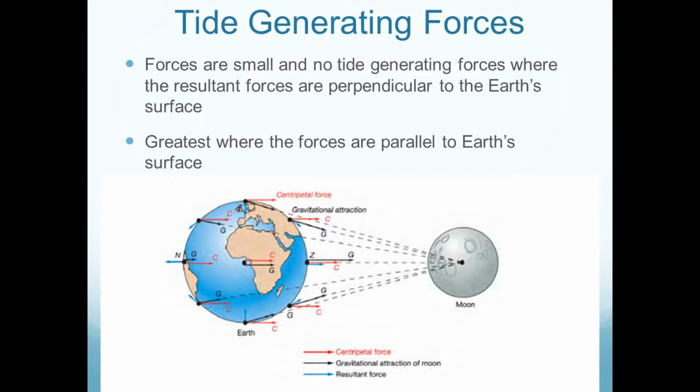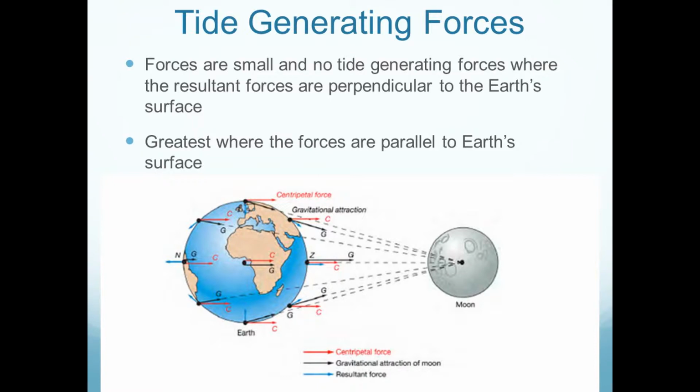When you combine those two, you have to subtract your centripetal force from your gravitational force, and then you get your resultant force. That will tell you what direction and how powerful your tide generating forces are. If we look at the zenith, point Z again, you can see that the blue resultant arrow is pointing towards the moon. So at that point on Earth, the tide will be pulled towards the moon.